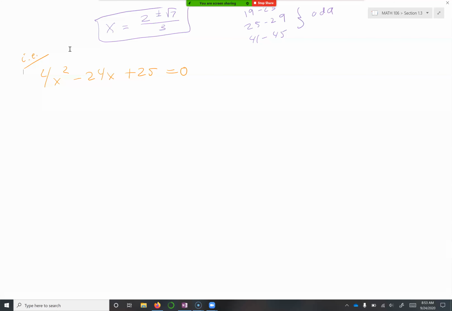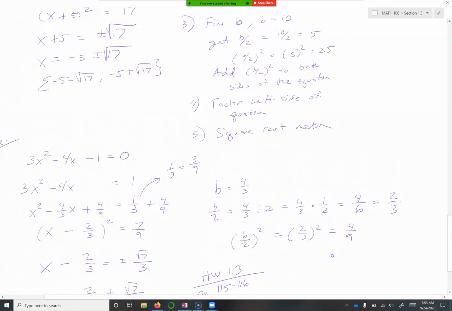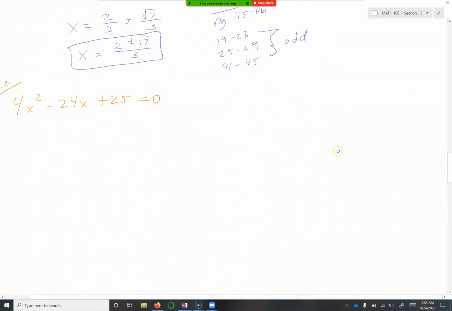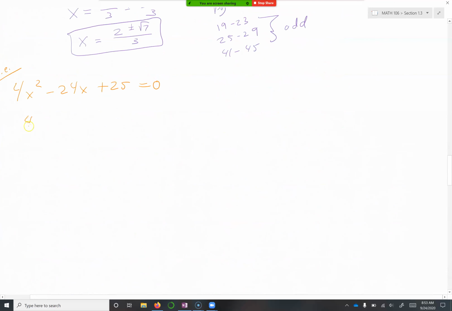First thing you want to do is isolate, as it says here. We'll just look at them real quick. Isolate the x terms, okay? Which means we're going to keep the 4x squared minus 24x over here, and then I'm going to throw the 25 to the other side, which makes it negative.